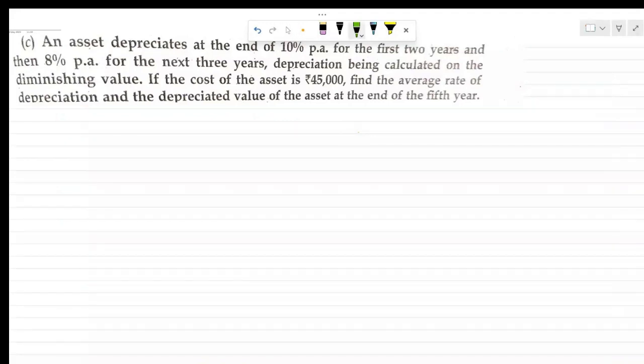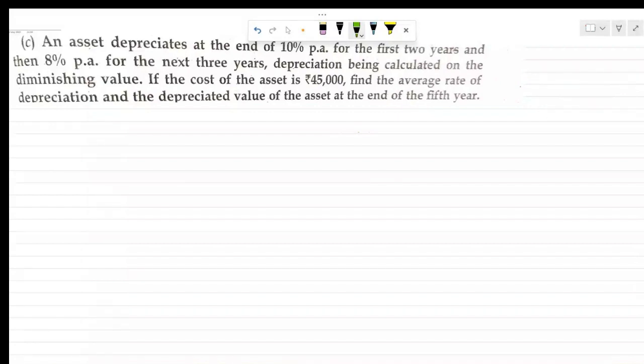So now the question is asking that if the cost of the asset is 45,000 rupees, we need to find out the average rate of depreciation and the depreciated value of the asset at the end of 5th year. So first of all, we will find out what the value of our machinery was at the end of 5th year after depreciation. We'll start with this.